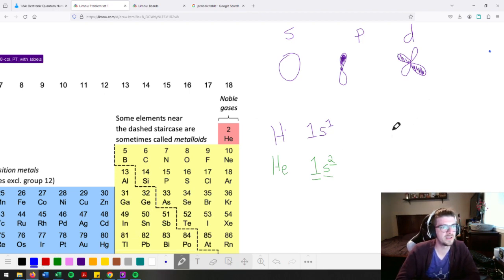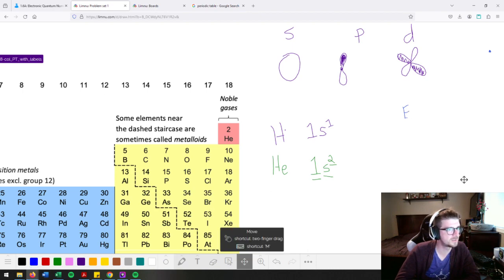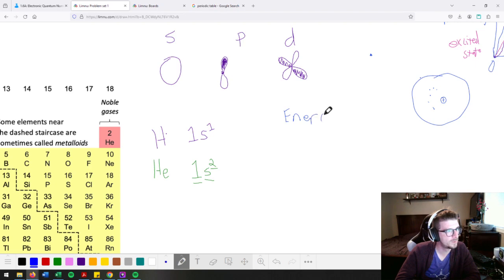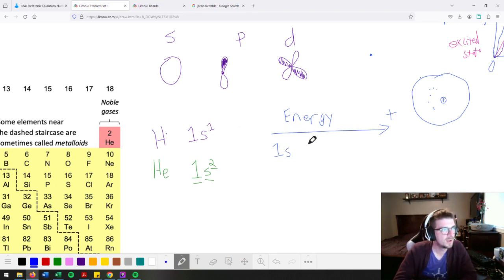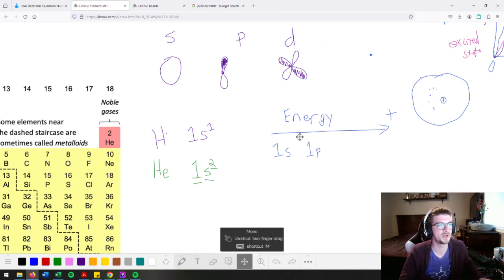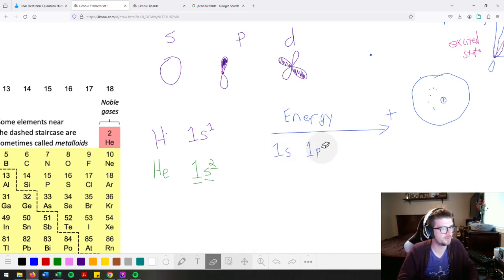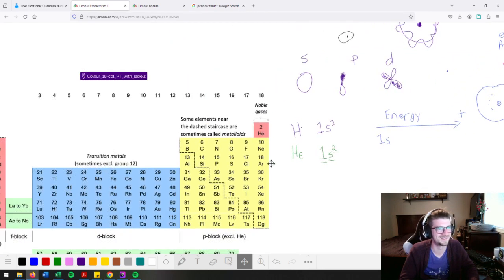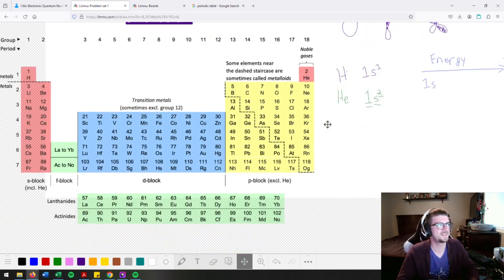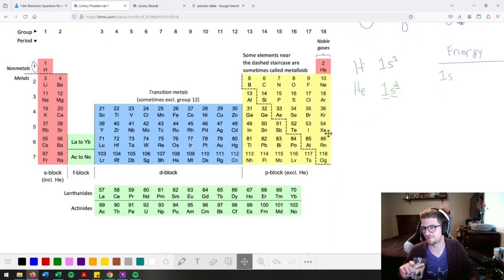So the energy, I'm just going to draw another little graph. Energy is getting bigger going this way. We start with a 1s orbital, then a 1p orbital, a 1d orbital. It's important to note, that does not exist. There is no such thing as a 1d orbital. And as I'm saying this, I'm realizing that there's also no such thing as a 1p orbital. That's a mistake. This is going to happen, I'm going to make mistakes. It's fine. It doesn't always feel good, but that's okay.